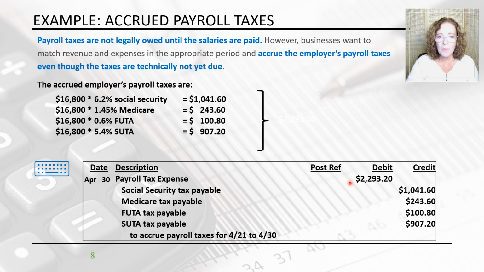To record the accrued payroll taxes, we debit the payroll tax expense for $2,293.20 and credit Social Security tax payable for $1,041.60, credit Medicare tax payable for $243.60, credit FUTA tax payable for $100.80, and credit SUTA tax payable for $907.20. Let's look at another example.